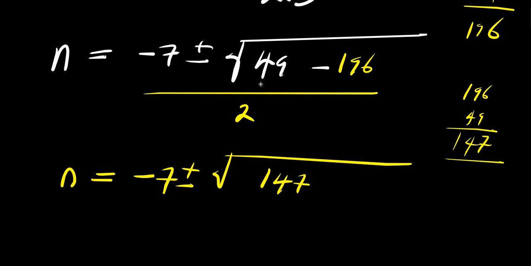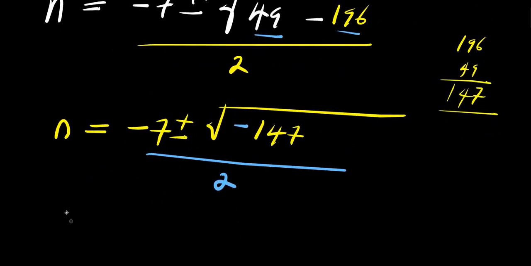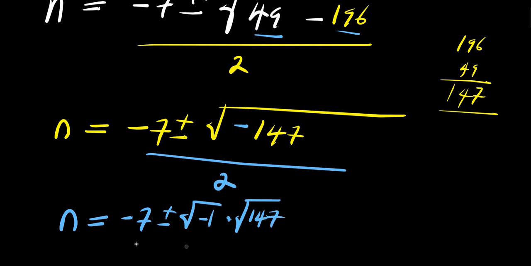Now look at it here. This is 49 minus 196. So not 196 minus 49, but 49 minus 196, so we have negative 147 divided by 2. From here, we simply have n equal negative 7 plus or minus, this we can express as the square root of negative 1 times the square root of 147, divided by 2.